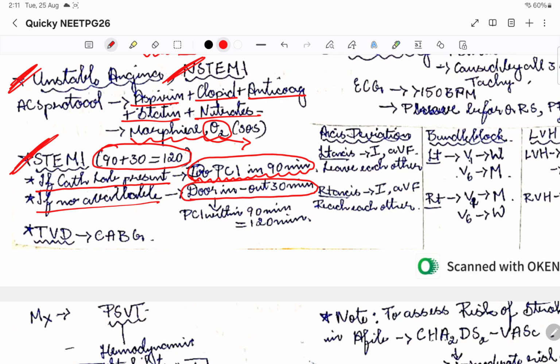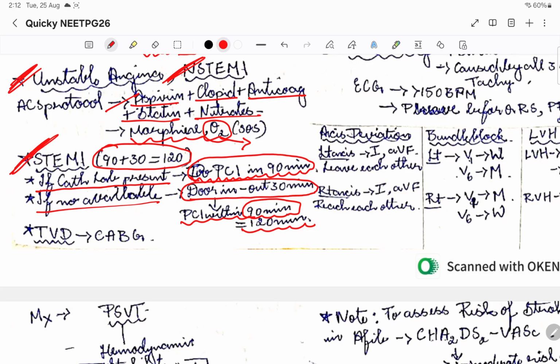Within 30 minutes we'll give all the other drugs, that is aspirin, clopidogrel, all these, we'll load the patient, and then we'll send the patient to a place where the cath lab is there. Within 30 minutes he should be out, and the PCI should be done within 90 minutes of reaching. So that is totally 120 minutes, right? So please remember 30 plus 90 is equal to 120. If you remember this, it will be very easy.